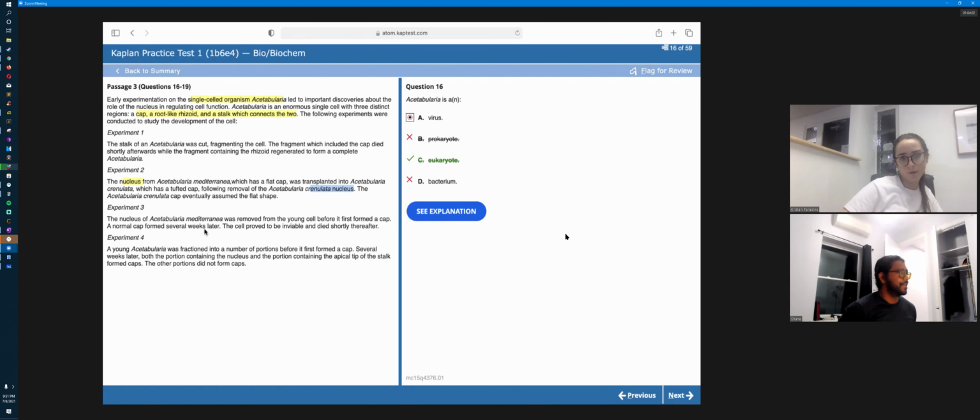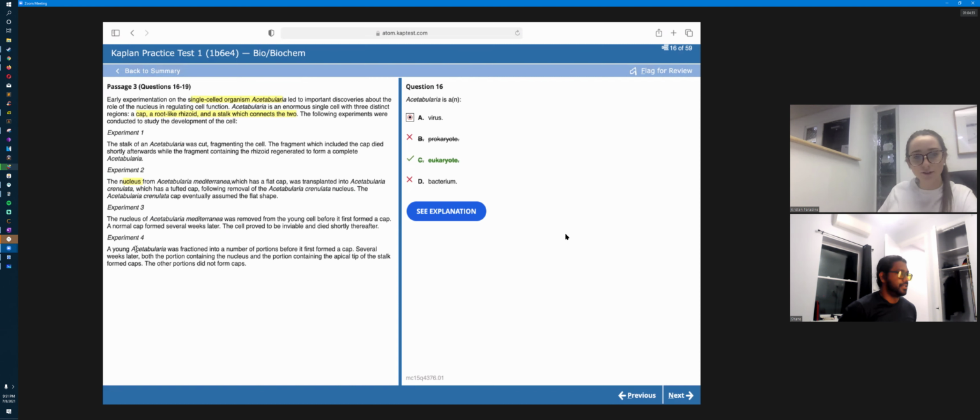Do they need to do that though? That's so annoying. A young one is fractioned into a small number of portions, so no cap is formed yet, and then several weeks later, both the portion containing the nucleus and the portion form caps. What is happening here? Now this kind of gives you the answer because it says that it has a nucleus, so it's a eukaryote.